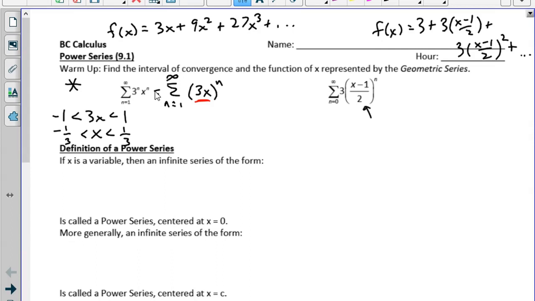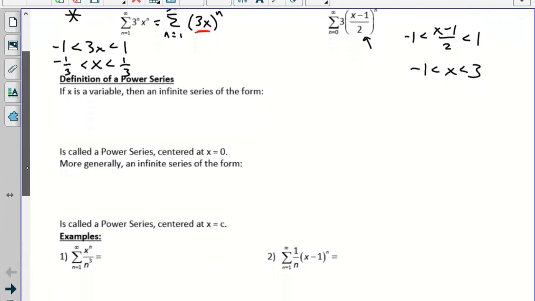But this is our value of r, so we need to do -1 is less than x minus 1 over 2, which is less than 1. So when we solve that, we get -1 less than x less than 3. I skipped a couple steps, but that would be how you solve that. And once again, I'll try to come back to that and test our endpoints as we move along and see what happens.